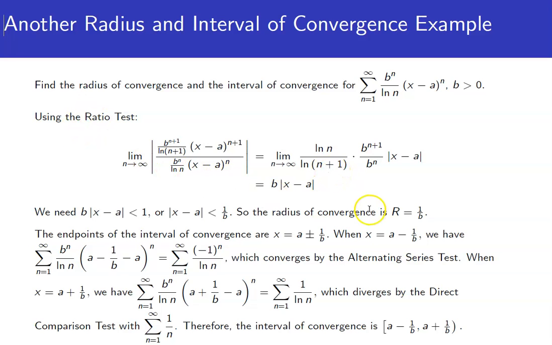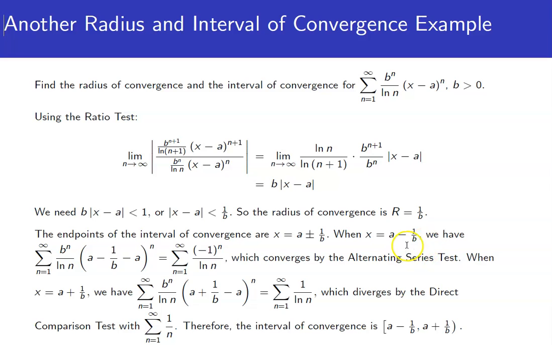Ratio test says that we need this limit to be less than 1 in order for the power series to converge. Solving for the absolute value piece, we need the absolute value of x minus a to be less than 1 over b. So the radius of convergence in this case must be 1 over b. This power series is centered at a. The radius is 1 over b, so our endpoints must be a plus or minus 1 over b. We have to go to the left 1 over b and to the right 1 over b from the center.